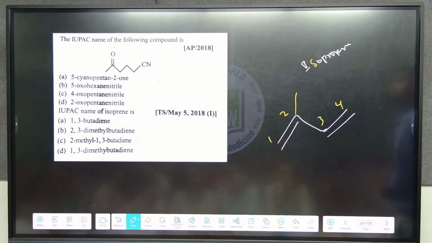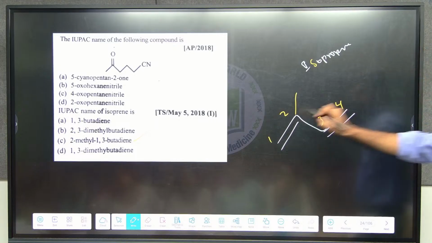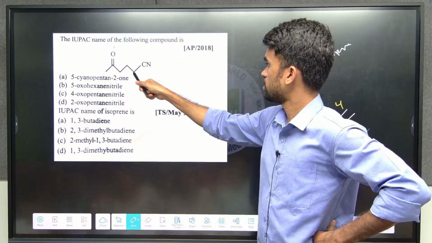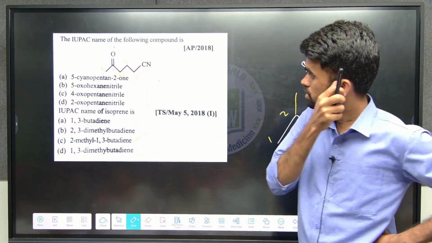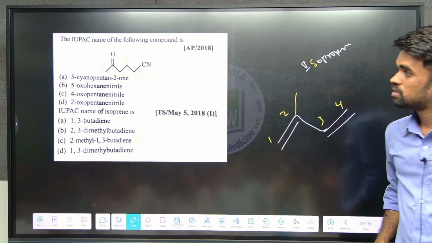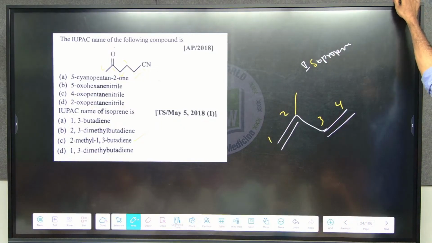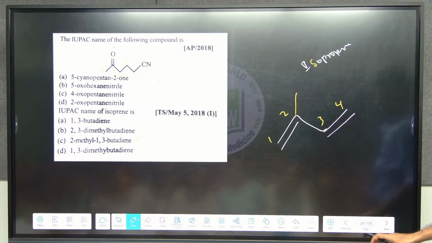So which one? Third option. Okay, the above one you tell me. Between ketone and cyanide, which is the priority functional group? Cyano. So number it from that carbon. 1, 2, 3, 4, 5, 6. Yes, tell me. 5-oxohexanenitrile. That's it.